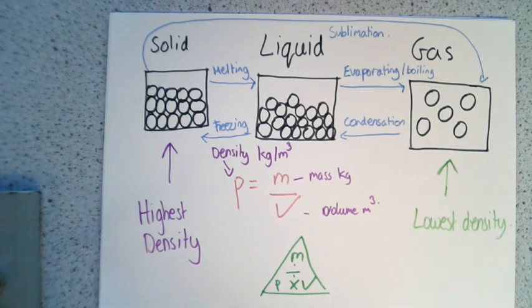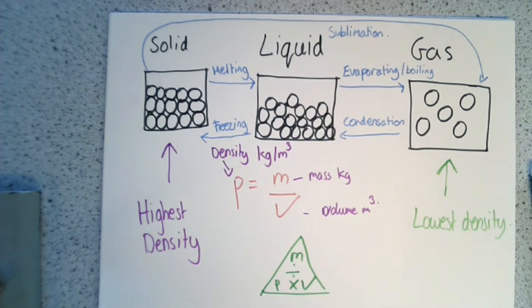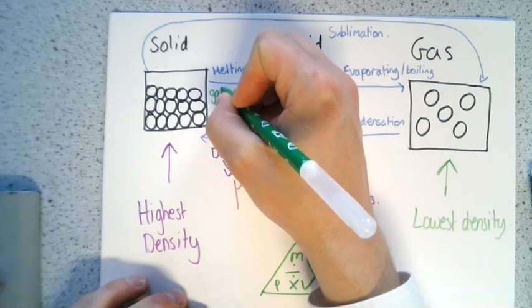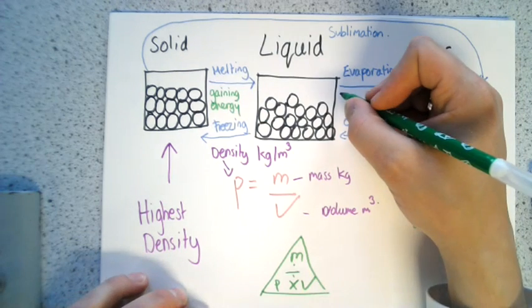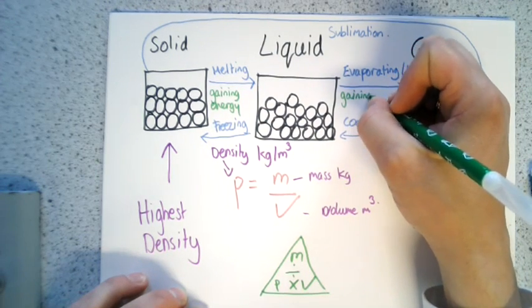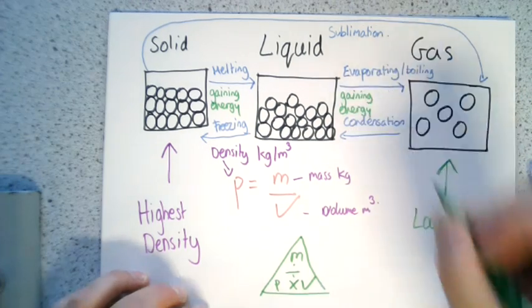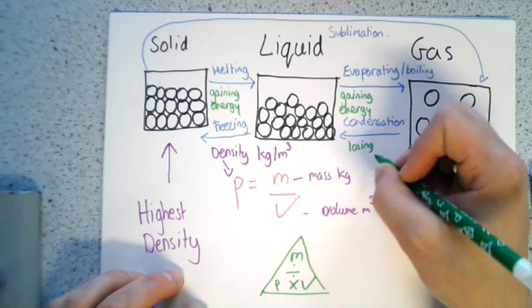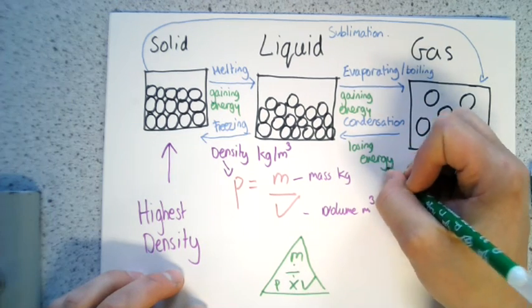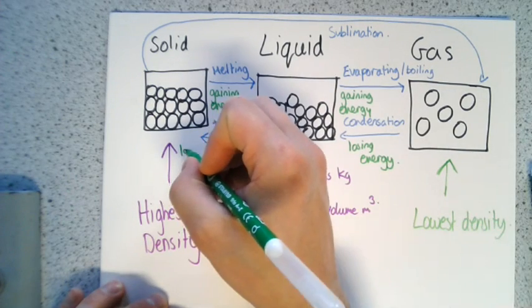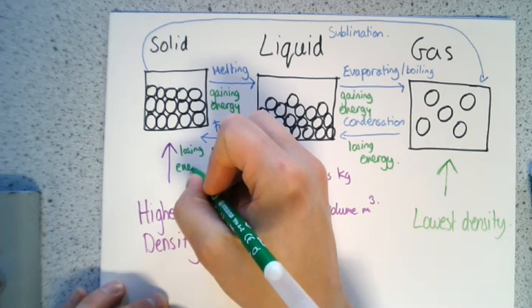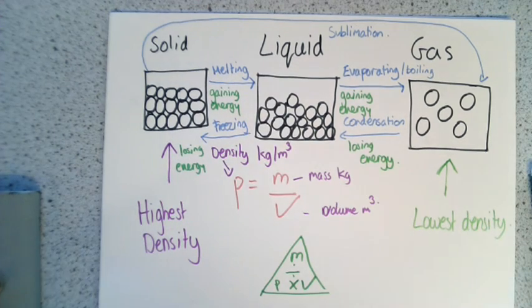Okay. Next thing to talk about is energy. When we're going from solid to liquid, we are gaining energy. Liquid to gas, we're gaining energy. Gas to liquid, we're losing energy. And then liquid to solid, we're also losing energy, okay? So solid to liquid to gas, we're gaining. Gas to liquid to solid, we are losing energy.